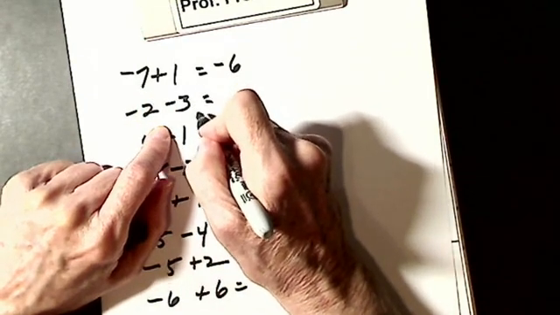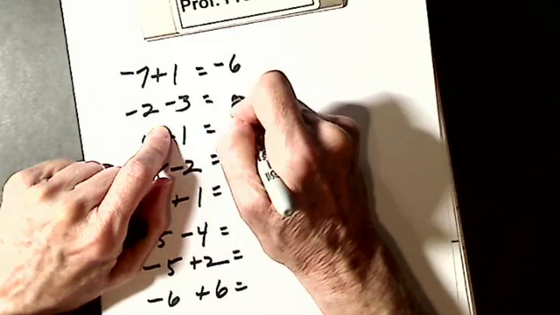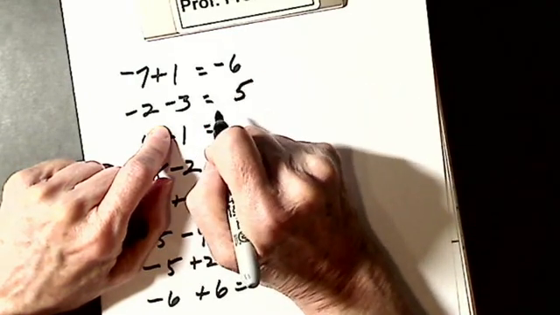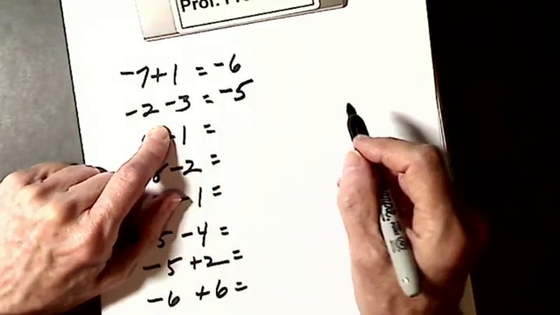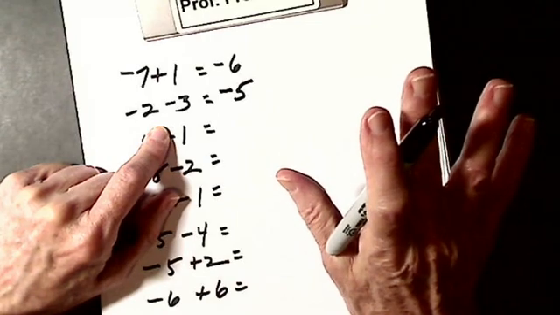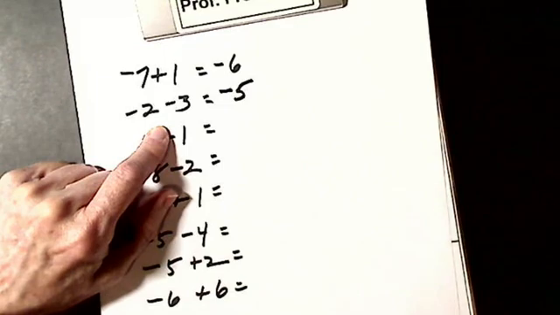This one. My signs are alike. Add and take the same sign. So it's going to be a 5, and I take the same sign. Again, some of you know some algebra. Don't mix it up with multiplication. That's totally different. That's a different rule.